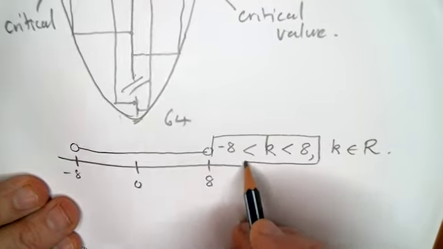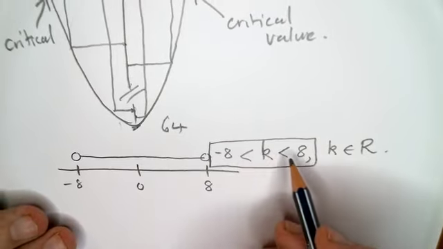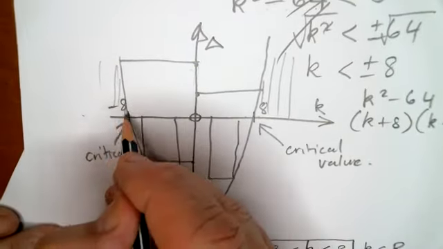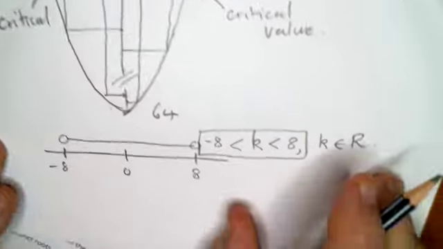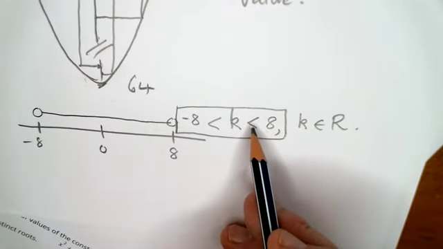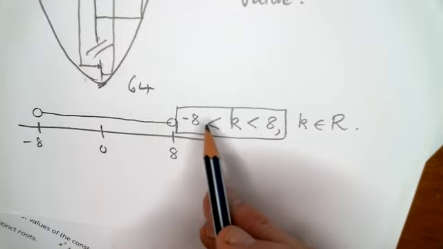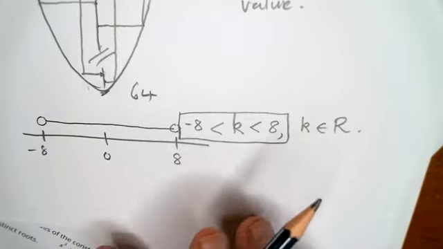That's what they're looking for, by the way. I don't think you need to put this here, but nonetheless, that's what they're looking for. They're looking for between here and here. So there is our answer. Negative 8 is less than k, which is less than 8. K is greater than negative 8. K is less than 8. And that there would be the answer.